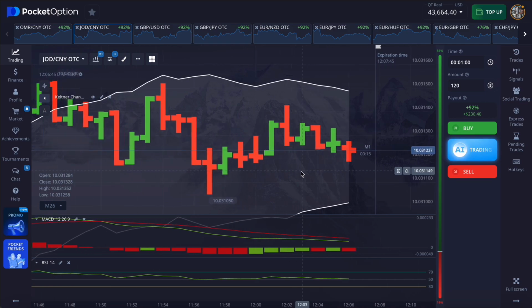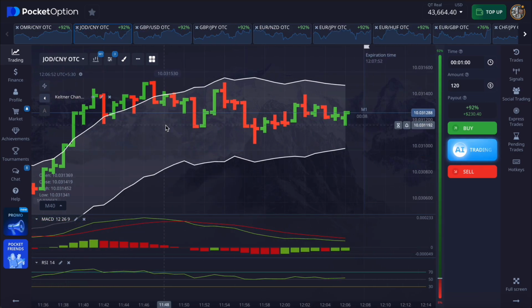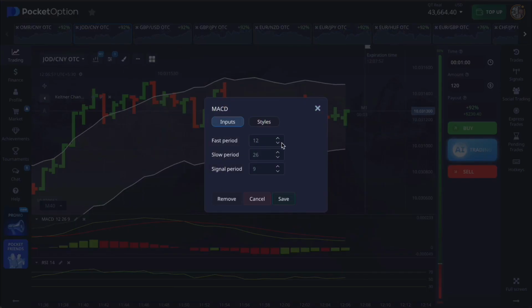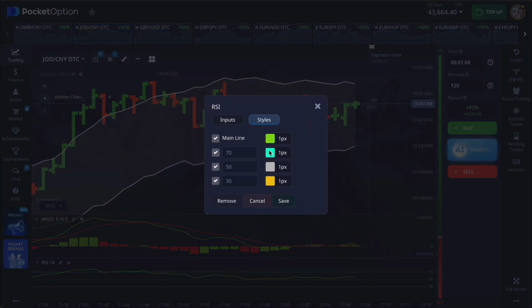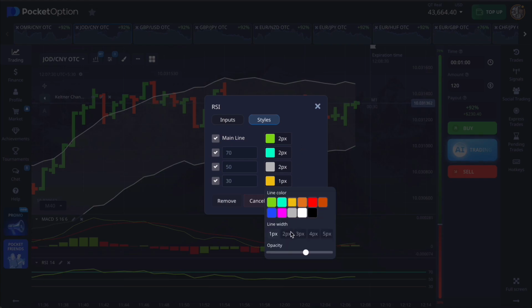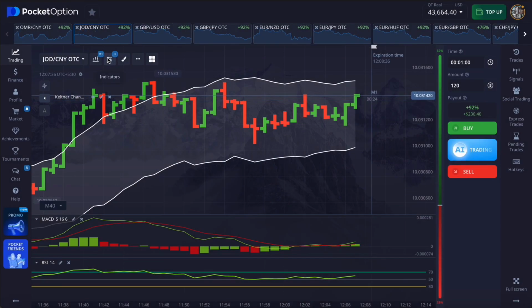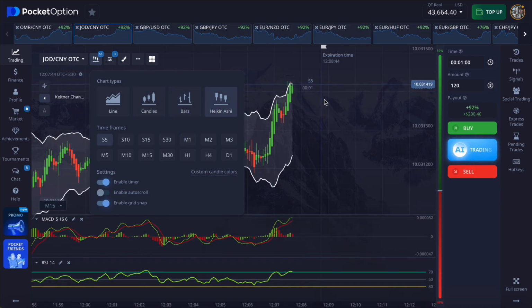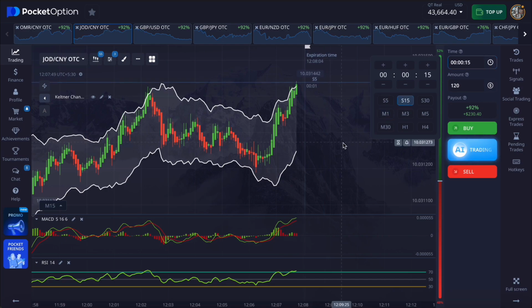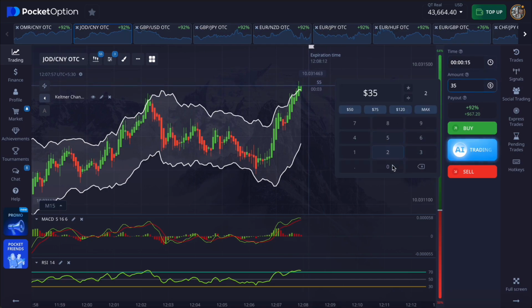After this I'm also going to make some changes to the MACD indicator. And only slight changes are needed in the colors of the RSI indicator. Now I will adjust the candle and expiry time settings. And here I have successfully added all the indicators.